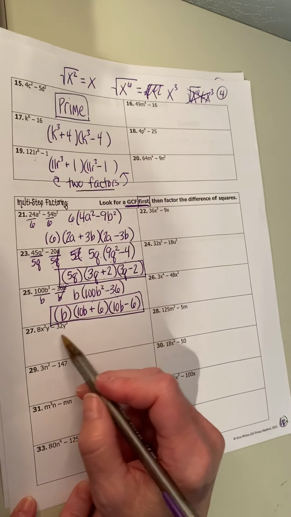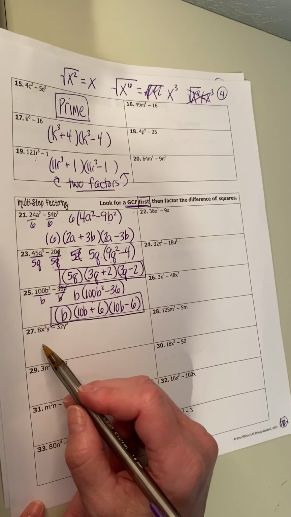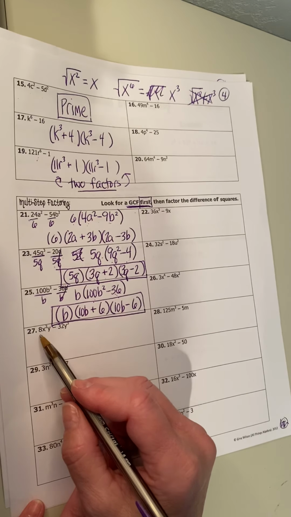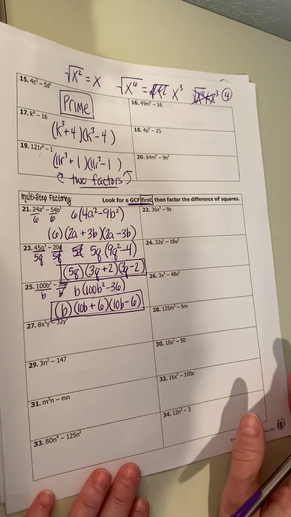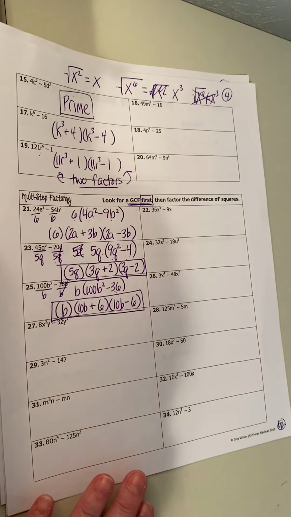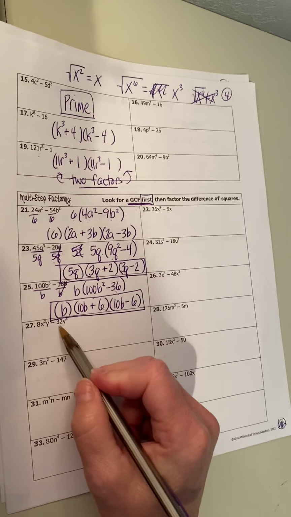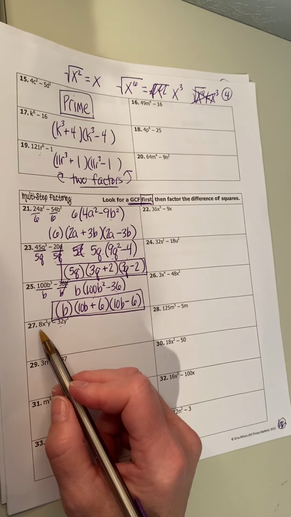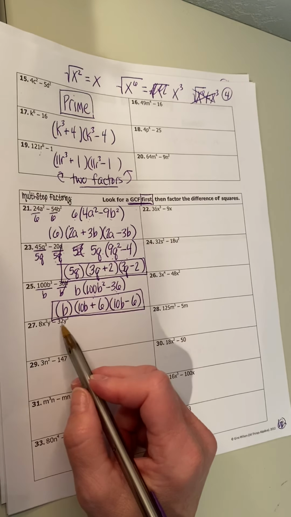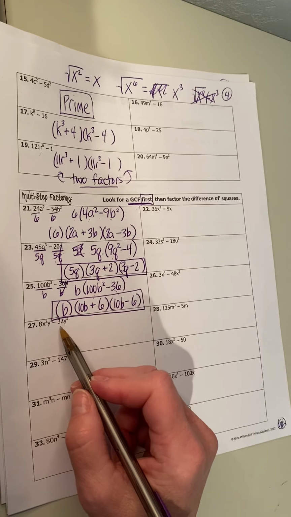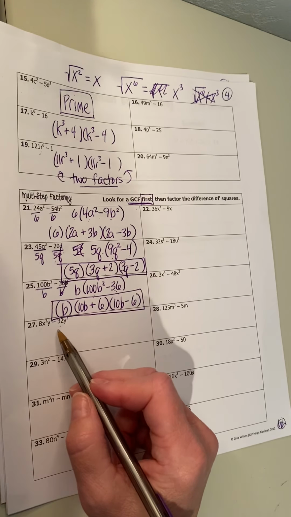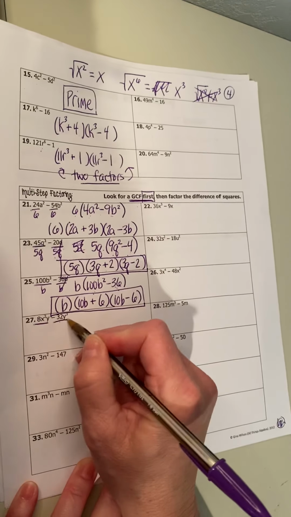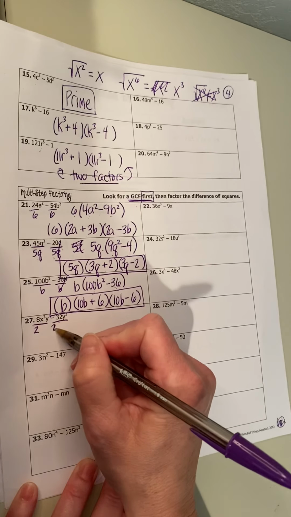Number 27 has 2 variables, and the y is not a perfect square. Neither one of those coefficients is a perfect square. But I can divide both of these by a 4. But that's not going to help me, because if I divide 8 by 4, I'm left with a 2. 2 is not a perfect square. If I divided 32 by 4, I'm left with 8. And 8 is not a perfect square. But if I divide both of those by a 2, then I am left with 2 perfect square coefficients.